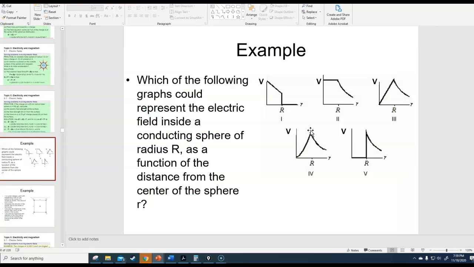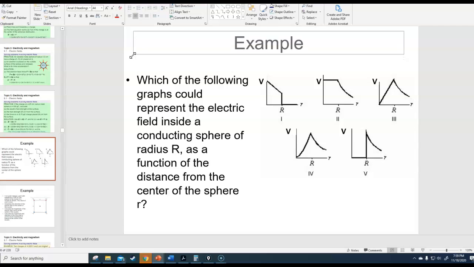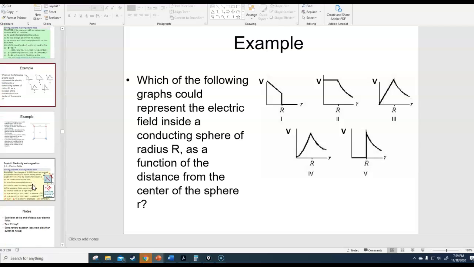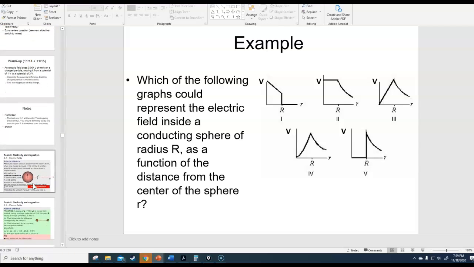Just to show you one more example, which of the following graphs could represent the electric field inside a conducting sphere of radius r as a function of the distance from the center of the sphere? Okay, well, clearly the answer is V because we literally just saw that a few minutes ago. This is actually taken from an AP physics exam a couple years back. Sometimes they ask similar types of questions to IB exams. But yeah, so pretty straightforward stuff.